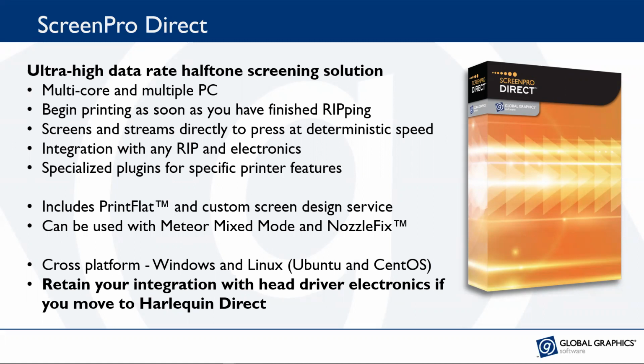You can start printing as soon as you have continuous tone images from your RIP of choice. Configure your RIP to output continuous tone pre-separated images to disk, and once you've created all the images you need for a print run, you can complete the screening and streaming on the fly whilst the printer is running. The speed at which the rasters can be screened is predictable and deterministic. It doesn't matter what content the image files contain, ScreenPro Direct will process them all at the same speed.